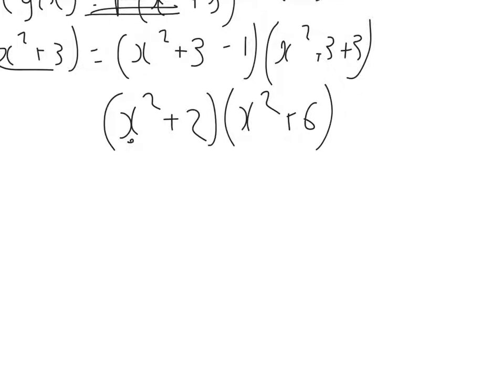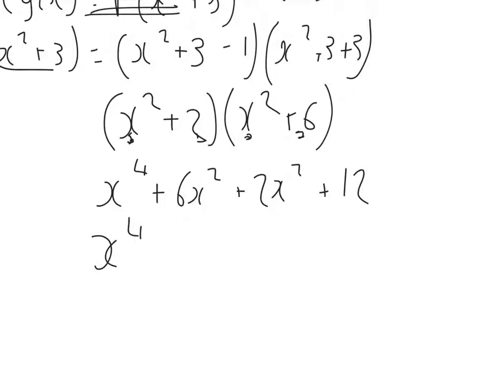I could then use the FOIL method to open this up. So x squared times x squared would be x to the power 4. X squared times 6 is 6x squared. And then 2 times x squared is 2x squared. Finally, 2 times 6 is 12. I can tidy that up, and that will give me x to the 4 plus 8x squared plus 12.